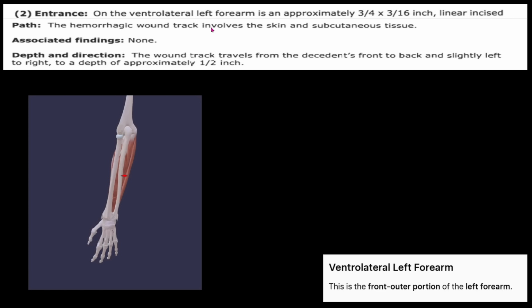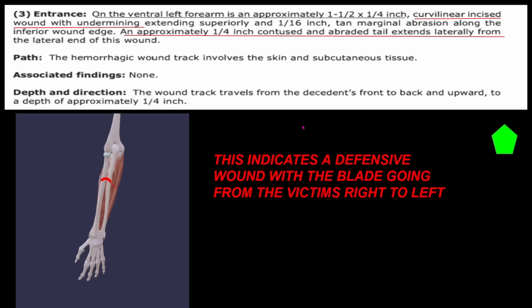More defensive wounds on the ventrolateral left forearm, 3/4 inch by 3/16 inch incised wound, 1/2 inch deep right here, holding her left arm up to block, I believe. Here is a curved linear incised wound on the left forearm, and it's got a tail. And it says contused and abraded, which means indicative of serrated blade. And again, it looks like another wound as she's holding her left hand up to try to block the knife.